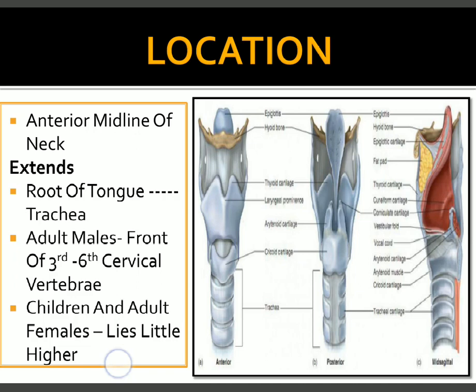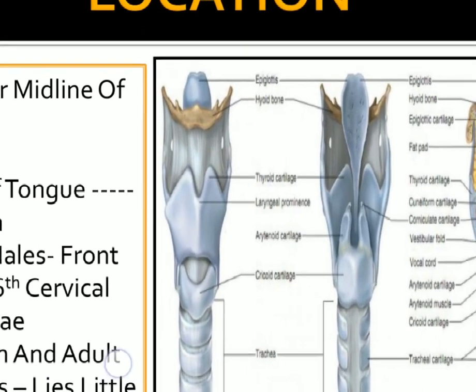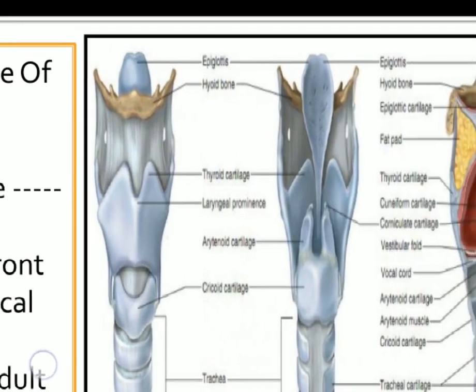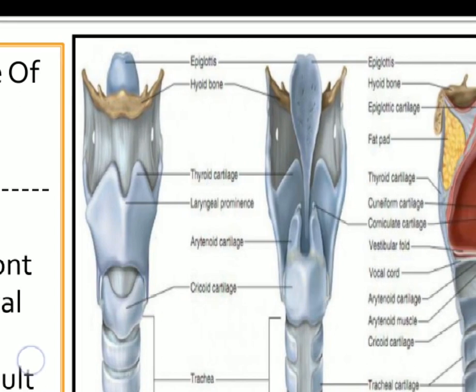and it articulates superiorly with the arytenoid cartilage. If you can see in this figure, this is the cricoid cartilage, this is the arytenoid cartilage. This is the lamina portion of the cricoid cartilage, and it projects upwards behind the thyroid cartilage, and it articulates with the arytenoid cartilage.